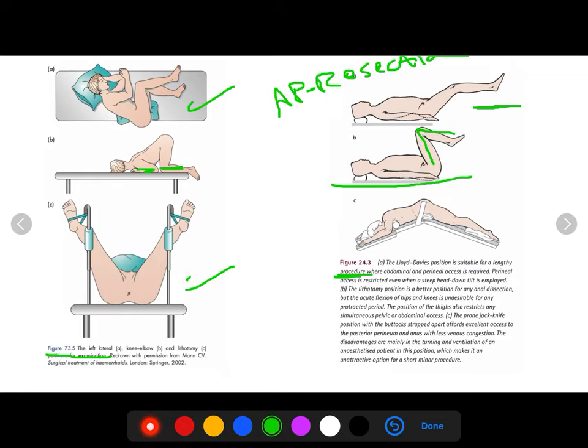The third position was the prone jackknife position. طيب view كلش excellent access to the posterior perineum and anus. وطبعا less venous congestion. Congestion هنا يكون قليل because of the gravity. But disadvantages are mainly in the turning and ventilation of the anesthetized patients in position. يعني المشكلة عندنا بال anesthetic problem تصير مرات because شلون يدير المريض شلون يخدر المريض. ف it is not suitable for the short minor procedure.